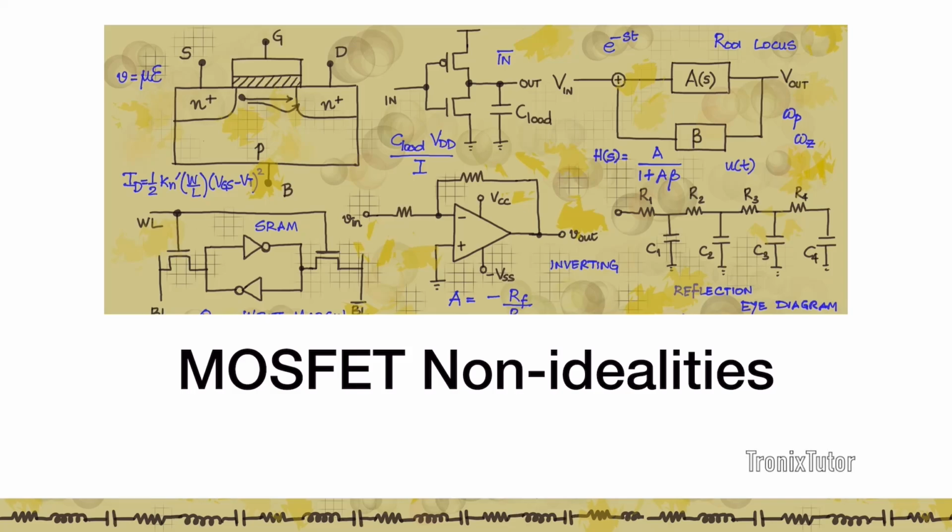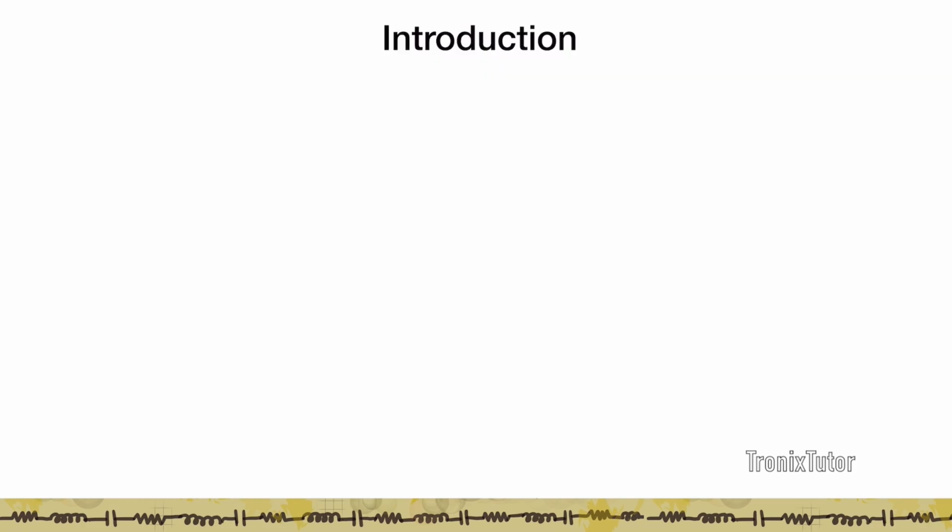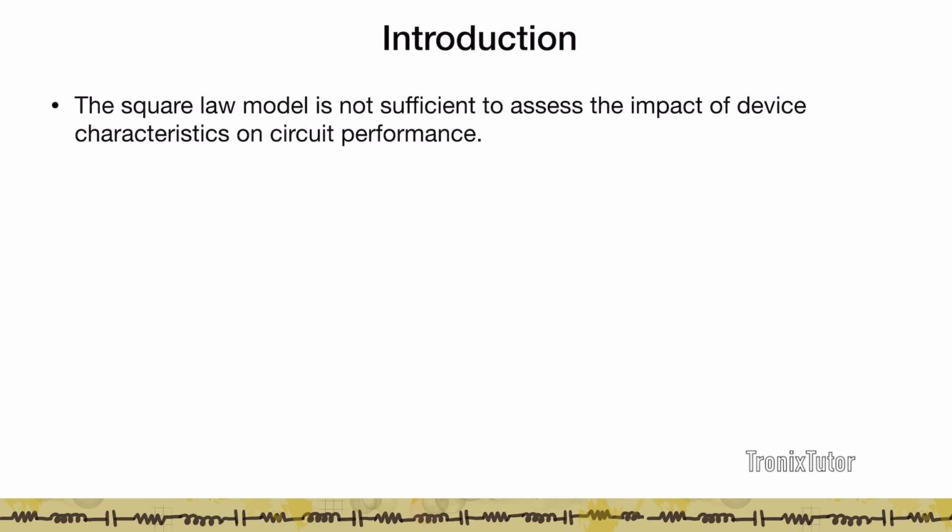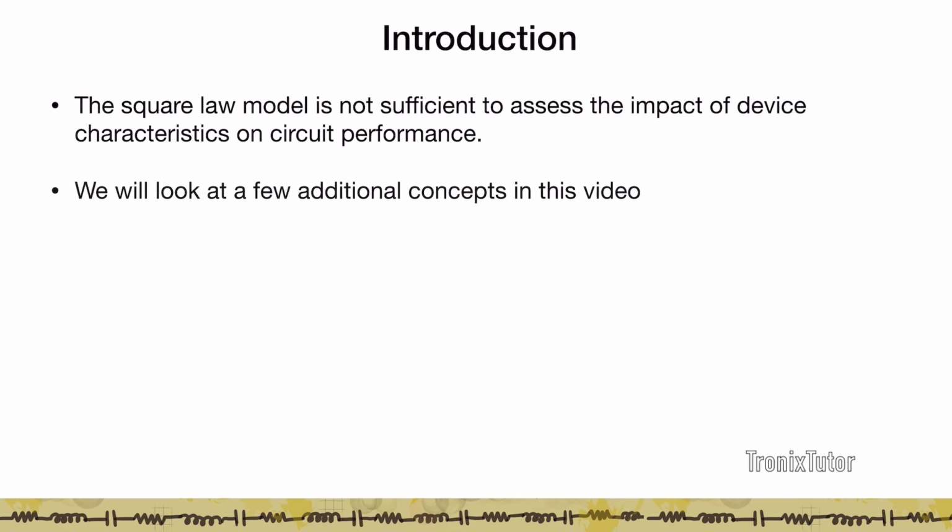Now that we have developed a model for the MOSFET, a pretty simple model, let's look at some of the non-idealities that will be of some interest to us as we look at design. As I mentioned in the previous video, the square law model is not sufficient to assess the impact of the device characteristics on circuit performance. So we'll look at a few additional concepts in this video.